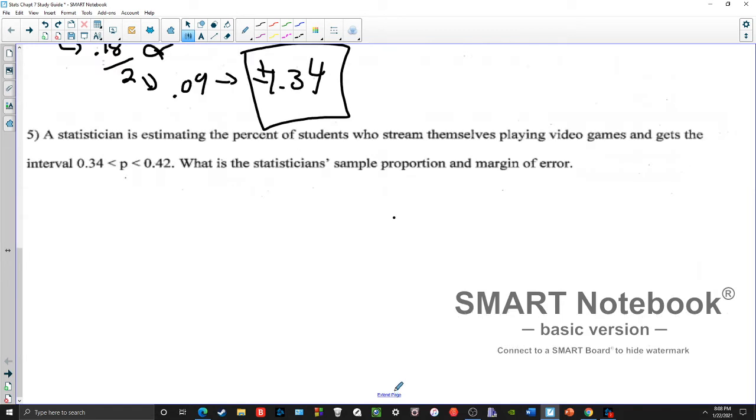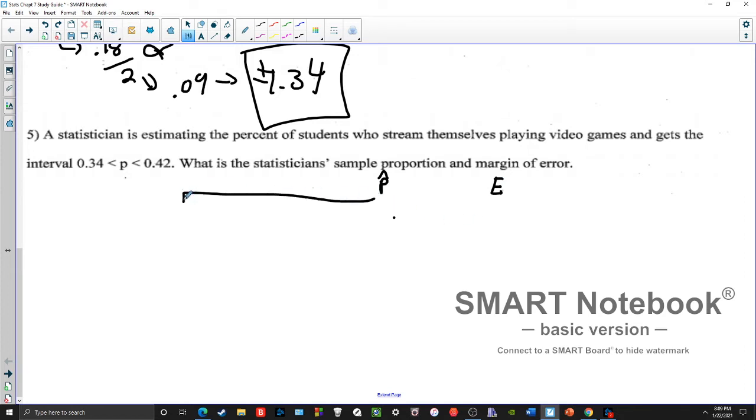somebody who's estimating the percent of students who stream themselves playing video games, and they get this interval. What's the statistician's sample proportion and margin of error? So sample proportion is p hat. That's kind of what they got from their sample, and margin of error is their MOE or their capital E, however you want to say it. Like I said, their margin of error, their regression range.